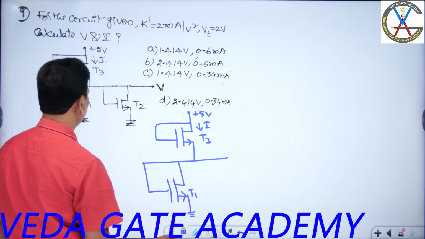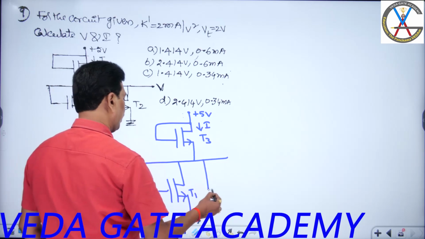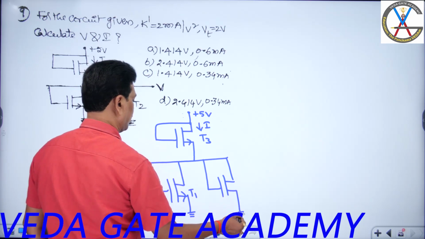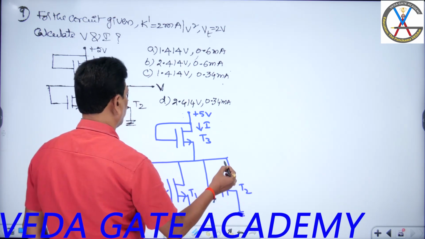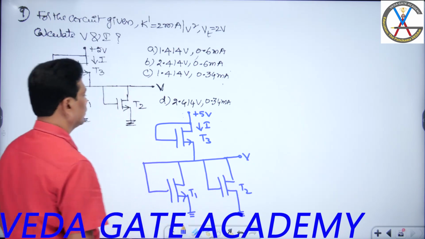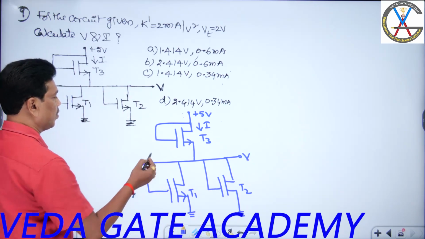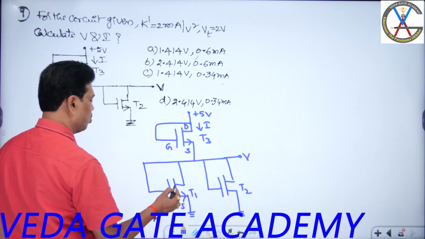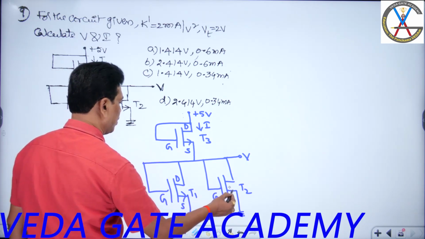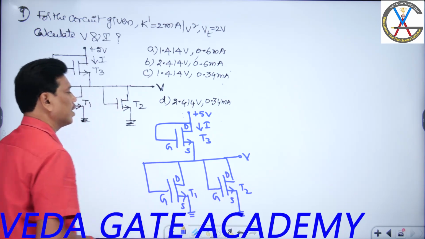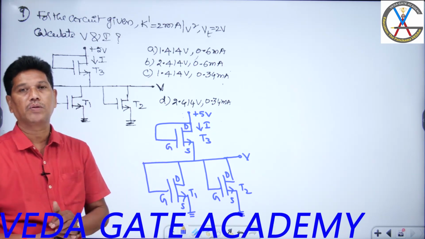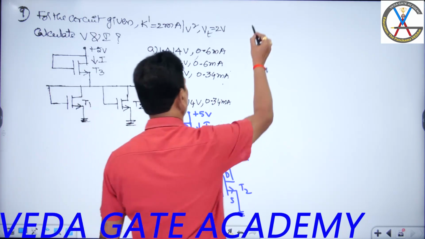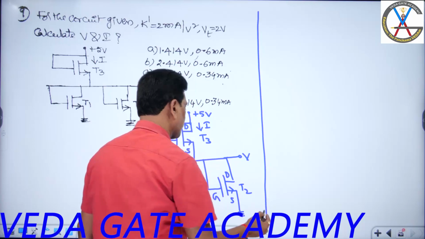T1 it is, T2 it is. This is the place where we call V. These are the transistors, with gate, source, drain for each. For every transistor, gate and drain are shorted, so that for every transistor VGS equals VDS and they are in saturation. So T1, T2, T3, for all transistors, gate and drain are shorted.